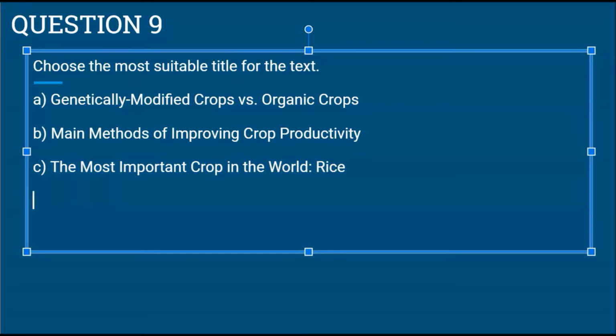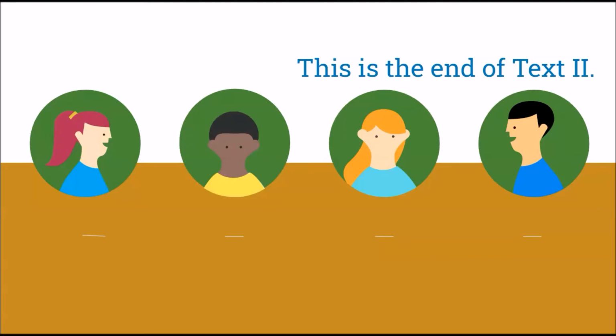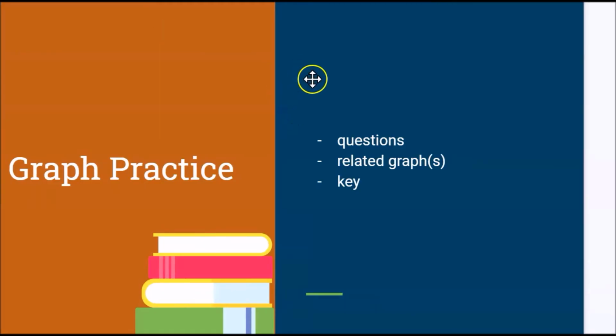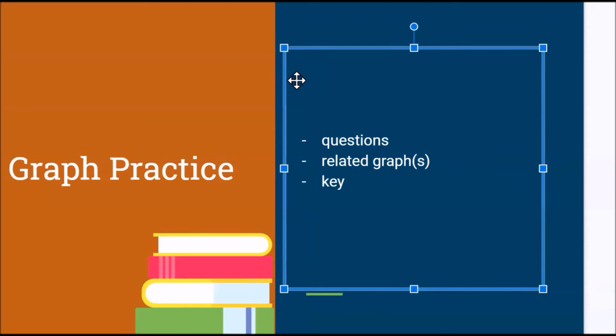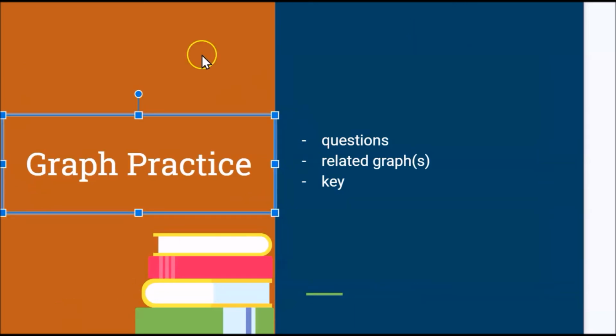Choice C is correct. So guys, very well done. Again, you completed text 2. We can continue with the graph reading tasks right now. Let's dive into that. For the graph paragraphs, again, we're going to read questions and related graphs, and I'm going to share the answer key for these graphs. Let's see how these graphs look. Again, in this graph practice, we're going to read the questions, the related graphs, and I'm going to share the key with you. So let's dive into these practices.